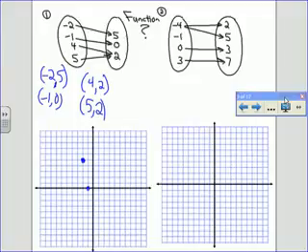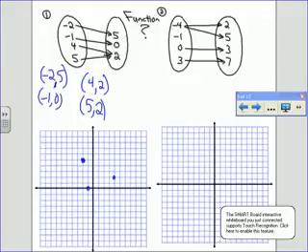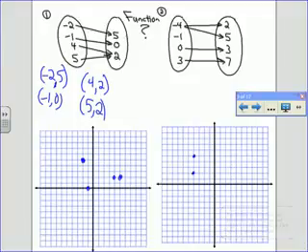Okay. So 4 gives us 2. 5 gives us 2. Now let's just plot this one. -4 gives us 2. -4 gives us 5. 0 gives us 3. 3 gives us 7.